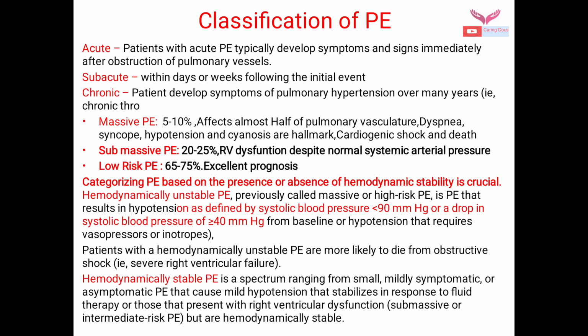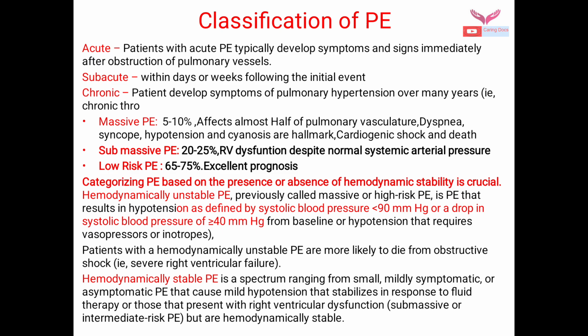Thrombophilia. We can classify pulmonary embolism as acute, subacute, chronic depending upon the onset. Patients with acute pulmonary embolism typically develop the symptoms and signs immediately after the obstruction of the pulmonary vessels, and those with subacute presentation may have symptoms delayed for days or weeks following the initial event, and patients of chronic pulmonary embolism develop symptoms over months or years.